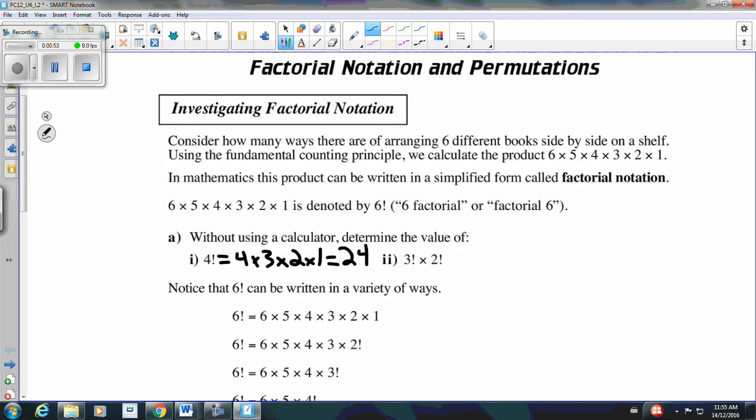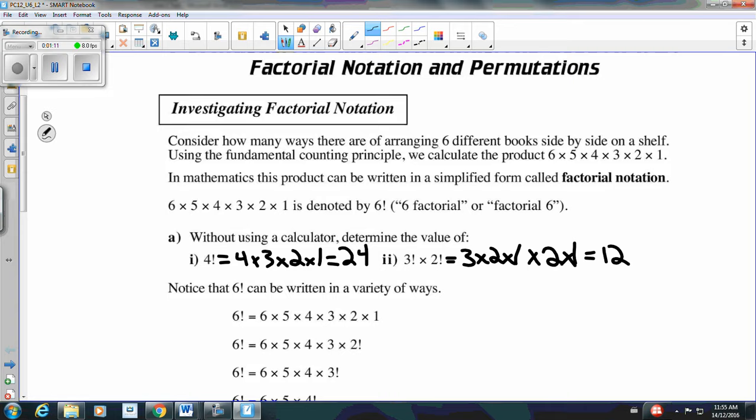3 factorial times 2 factorial is 3 times 2 times 1 times 2 times 1. Well, 3 times 2 is 6, times 1 is still 6, times 2 is 12, times 1 is still 12. So this gives us 12.